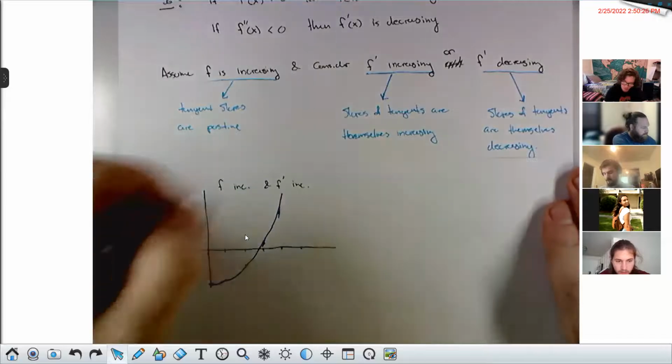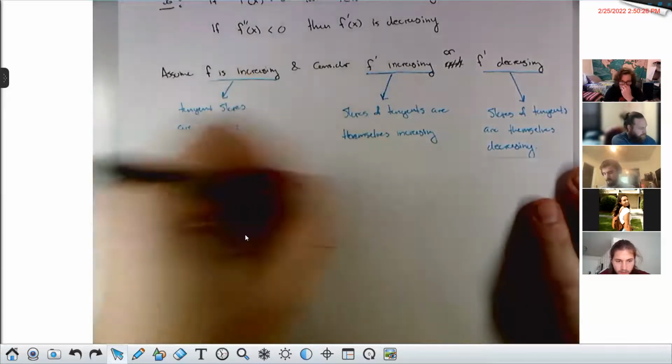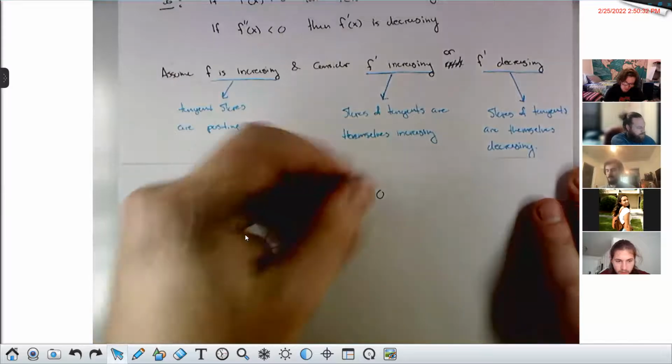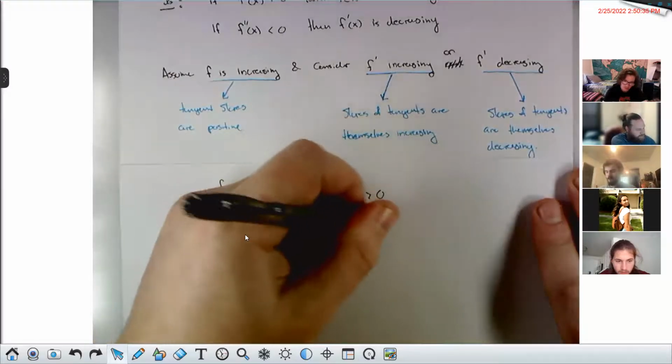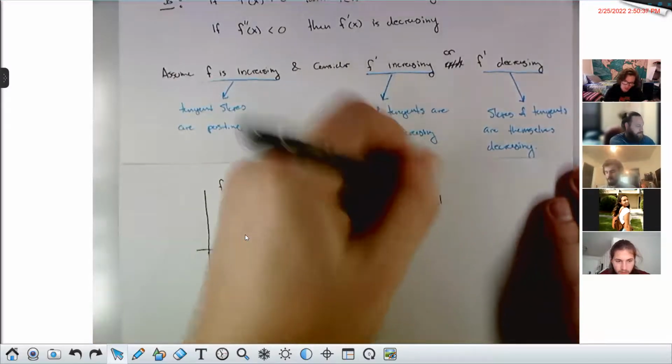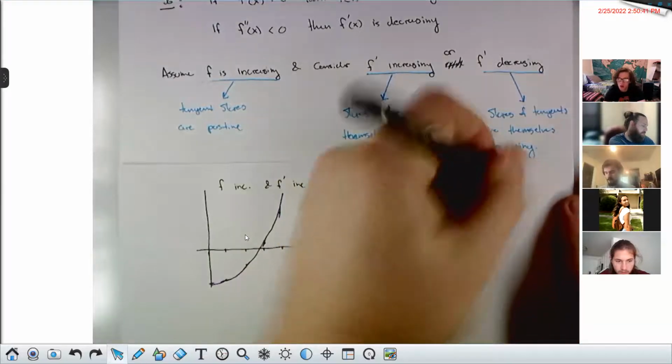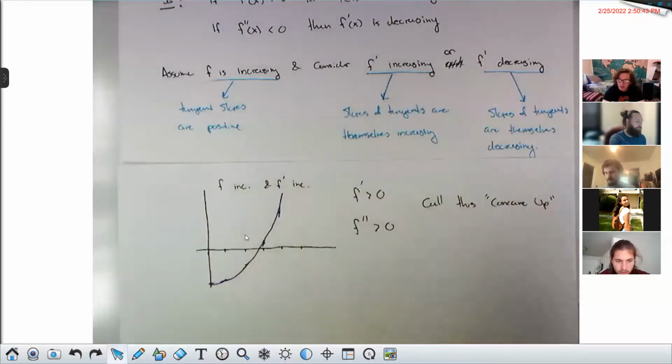So f increasing means f prime is positive. f prime increasing means f double prime is positive, and we call this concave up. Because the fact that your tangent slopes keep getting steeper forces the curve to have this shape. The graph gets steeper and steeper and steeper and steeper.